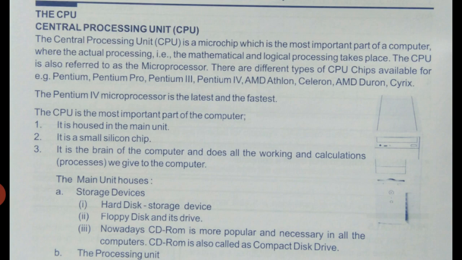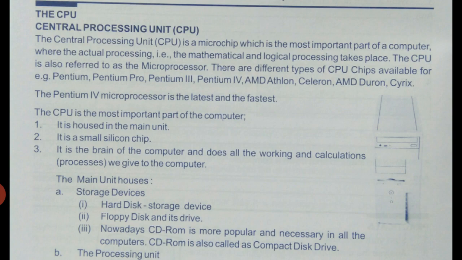First, it is housed in the main unit just like the box. Second, it has a small silicon chip which processes all the given inputs. And third, which is very important, it is the brain of the computer and does all the working and calculations given to the computer. Means whatever the calculations, whatever the working we do in computer is because of CPU.